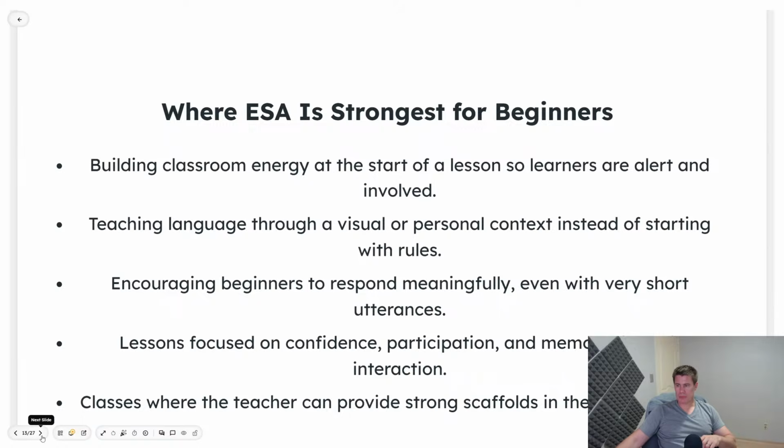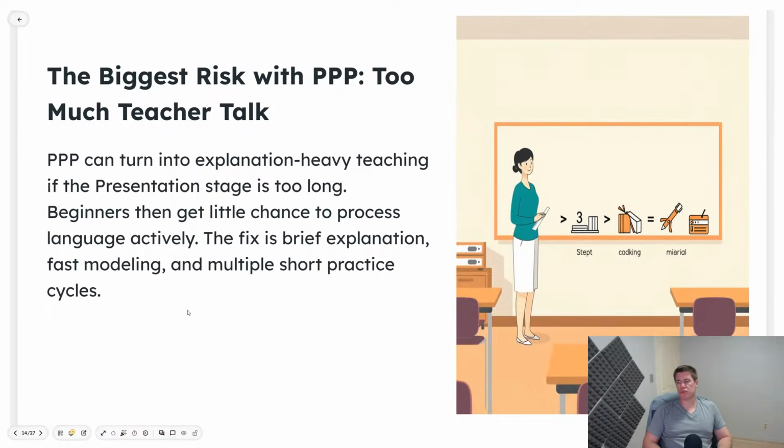Okay, now let's go to the next one. The biggest risk with PPP: too much teacher talk. We've already said this is a big problem with teachers. PPP can turn into explanation-heavy teaching if the presentation stage is too long. Beginners can get little chance to process language actively. So the fix for this is a brief explanation, fast modeling, and multiple short practice cycles. Yeah, so you're not going to do it for too long.